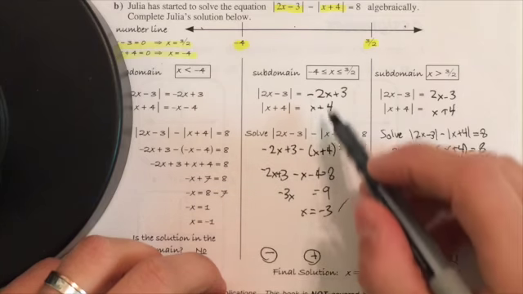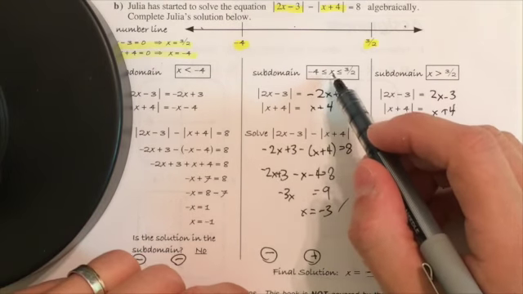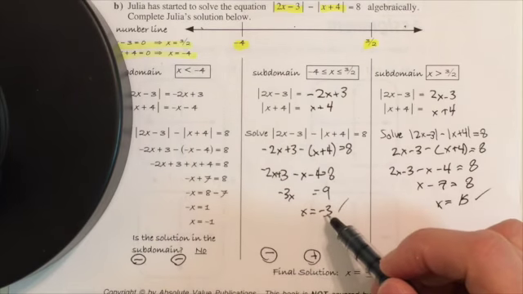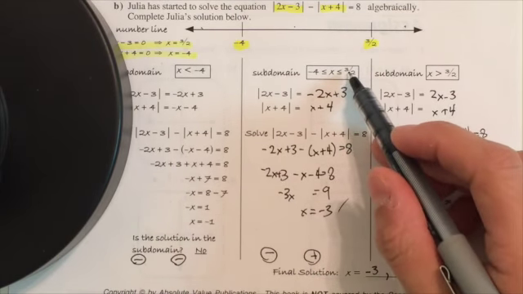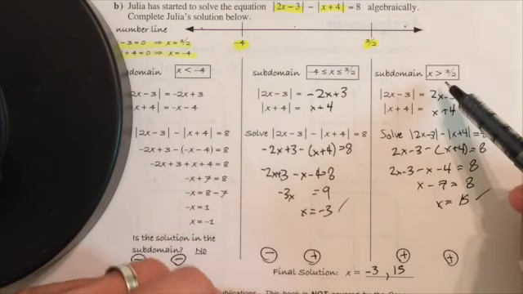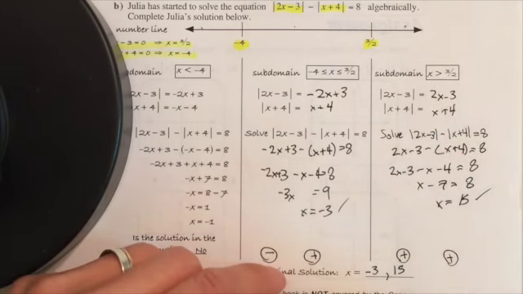And so what our subdomains were in this case was x has to be greater than or equal to negative 4 and less than or equal to negative 3/2, which it was, it is negative 3. And it also had to be greater than 3/2, which was also true.